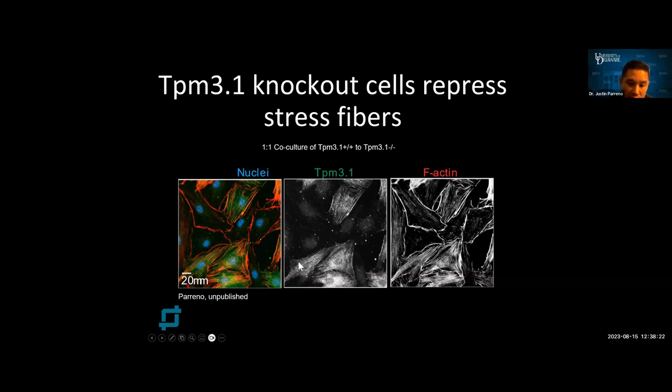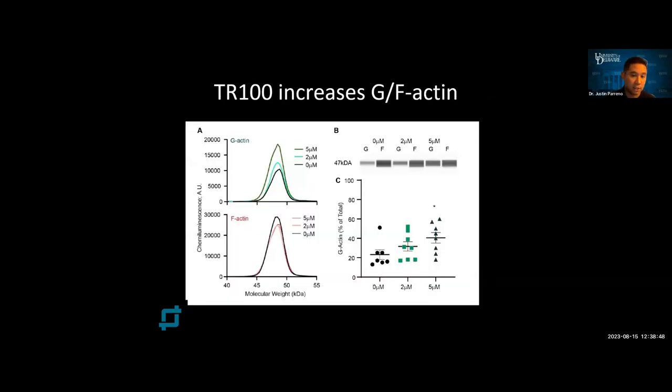And we compared the stress fibers in cells that are positive for tropomyosin from the wild-type mice versus those that come from the knockout mice. And what you see here is that those cells that express tropomyosin have a greater degree of F-actin stress fibers as compared to those that did not have tropomyosin 3.1, as shown here in these middle population of cells. Again, suggesting that it's important for regulating stress fiber formation.